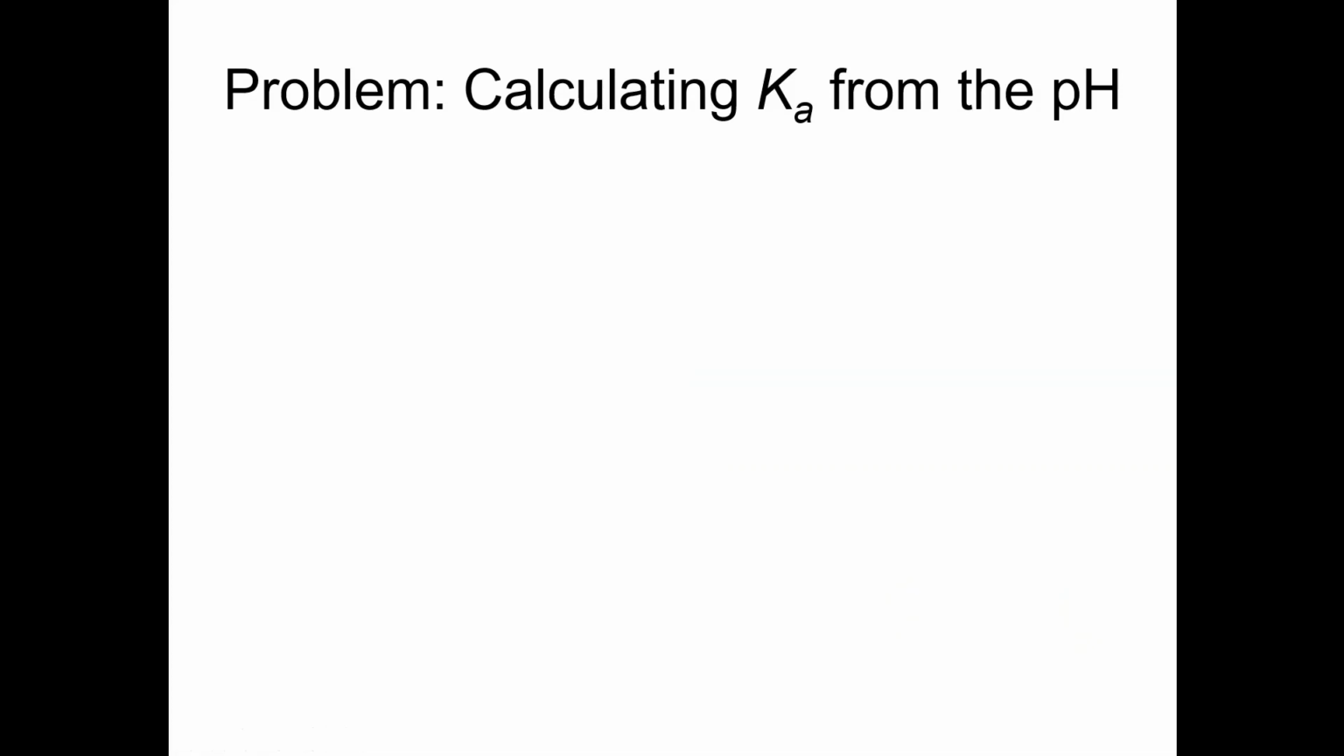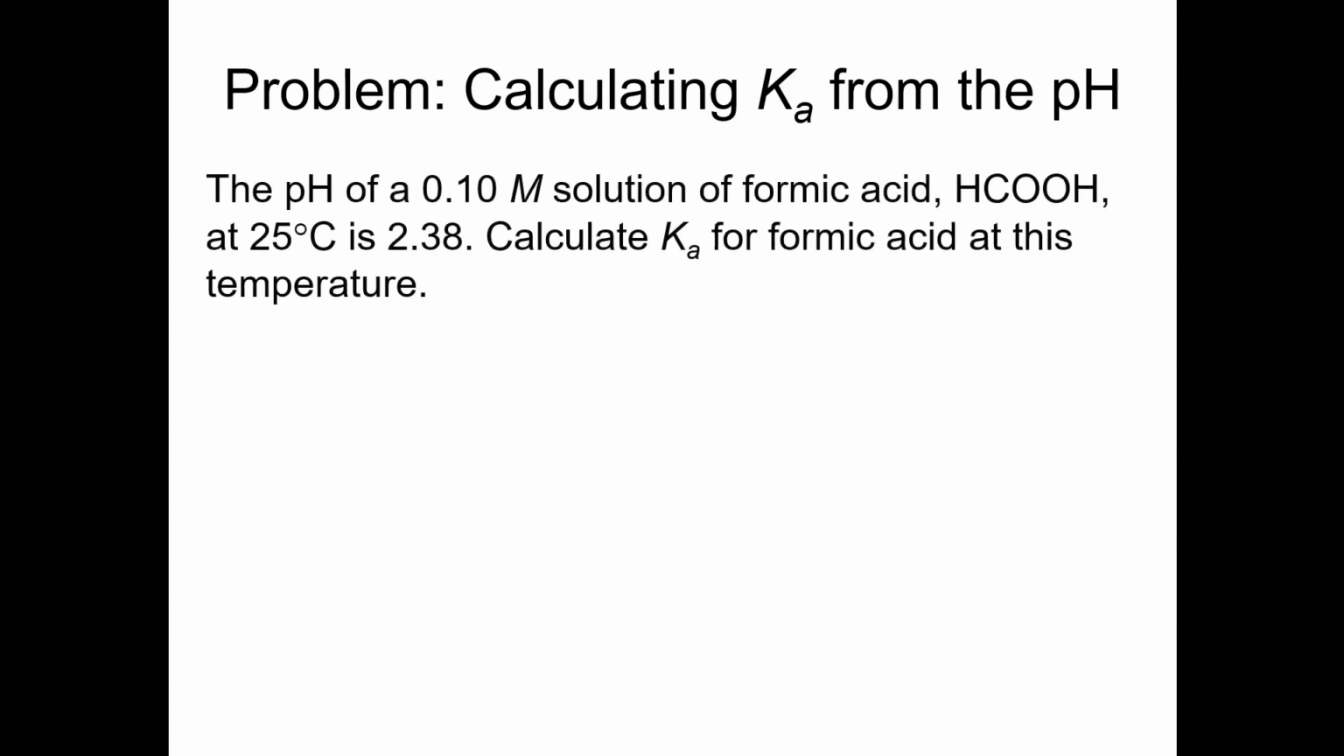We can calculate a Ka in a very clever method by making a solution of a known concentration of a particular acid and then measuring its pH. So here's a problem we're going to do. I make a 0.1 molar solution of formic acid, which has this formula, HCOOH. This hydrogen here, this acidic hydrogen. And at 25 degrees Celsius, its pH is 2.38. Calculate the value of Ka for formic acid at this temperature.